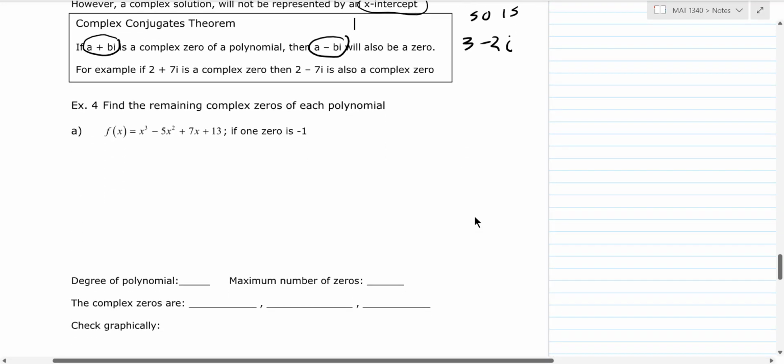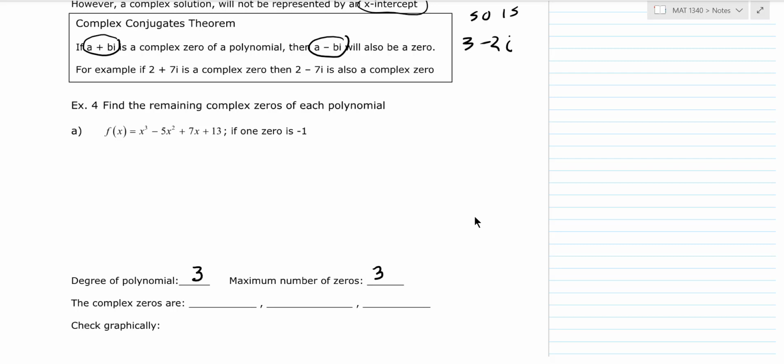Okay, so let's kind of see what we're getting into here. So this one, I'm giving you your first zero as -1. So we do have a third degree polynomial. That means the maximum number of zeros is 3. And that's all we've been really dealing with so far, is just third degree polynomials. So we're going to synthetically divide. I'm not giving you a factor this time. I'm just telling you that -1 is a 0.